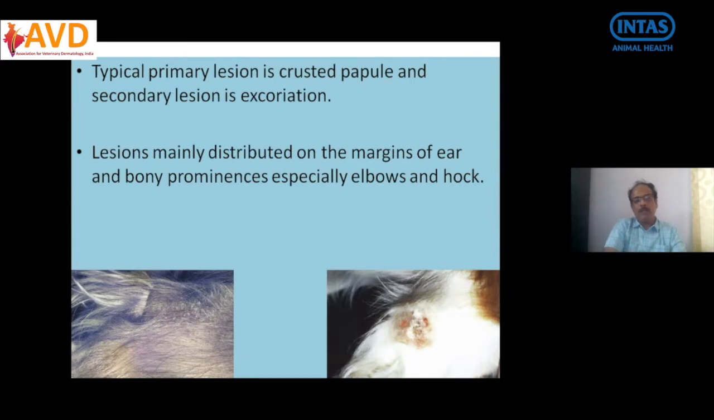And the typical primary lesion is a crusted papule and the secondary lesion is an excoriation. So in sarcoptic mange, crusted papule is the primary lesion and excoriations are the secondary lesions, and lesions are mainly distributed on the margin of the ear and bony prominences, especially elbow and hock. So margins of the ear and bony prominences like elbow and hock are more commonly affected in sarcoptic mange.